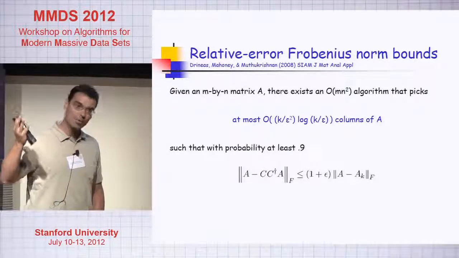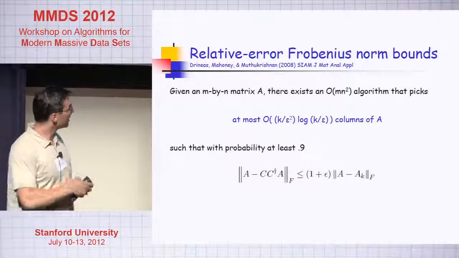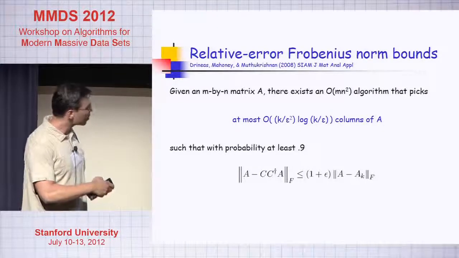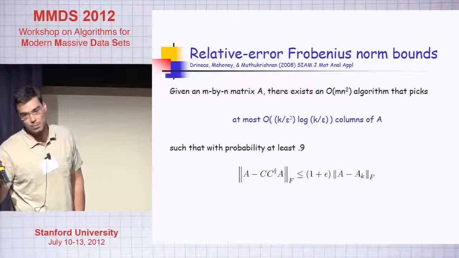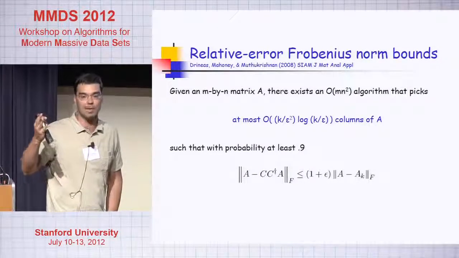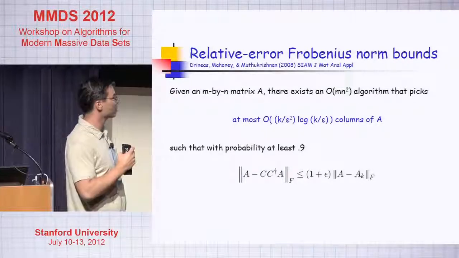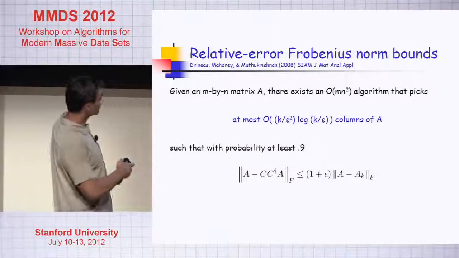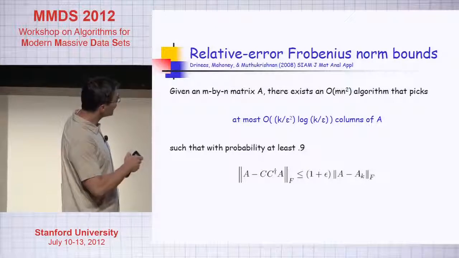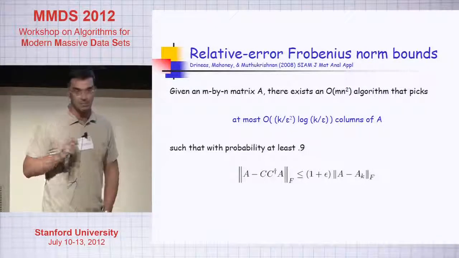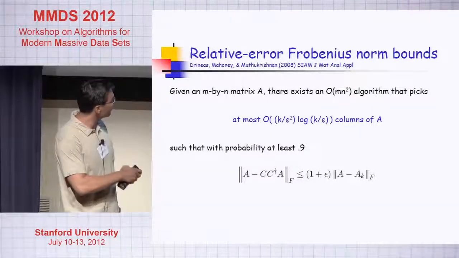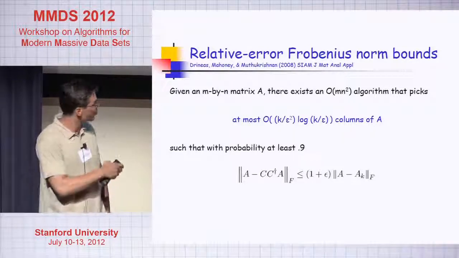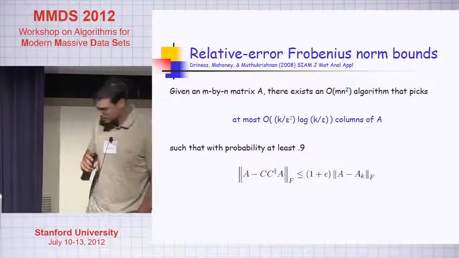So you can pick a subset of columns so that the CX decomposition is 1 plus epsilon close to the best possible. You're never going to beat SVD. SVD has strong optimality properties. It's the best low-rank approximation you can get. How many columns are you going to keep? Well, approximately k log k over epsilon squared columns. And here I made the failure probability a constant, so it's absorbed in the big O notation here.